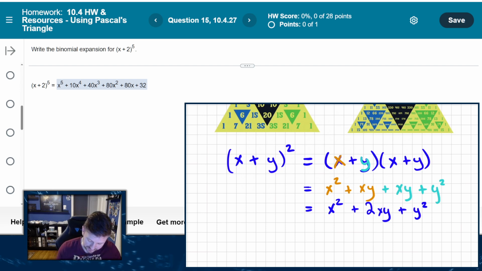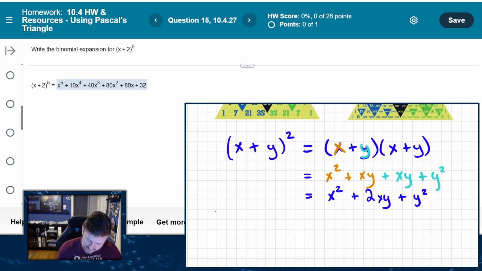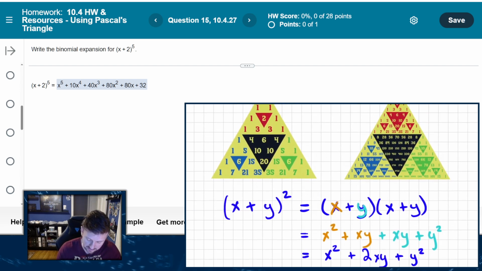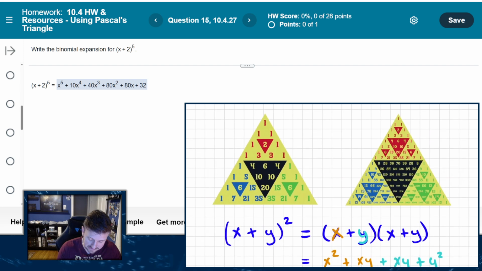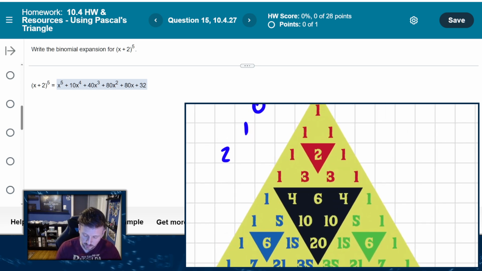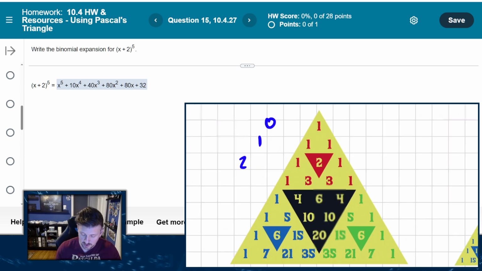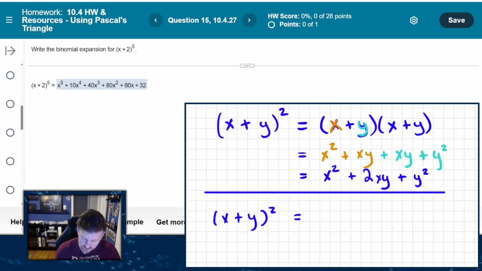So the binomial expansion says, instead of having to do all that multiplication work, I can just start with x plus y squared, and then I can look at the coefficients on the second row. Remember, this is row 0, row 1, row 2. So I can take a look at this second row, and the numbers I see are a 1, a 2, and a 1. So those are going to be my coefficients over here.